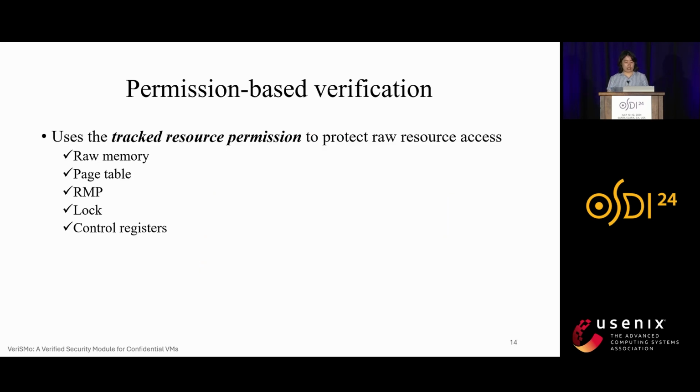And then the question is how we could track these machine states. At the implementation level, we utilize the VeriSMo-provided tracked permission technique to track the resource permissions to protect access to those raw resources, including the raw memory, page table, RMP table, lock, and control registers for the CPU.